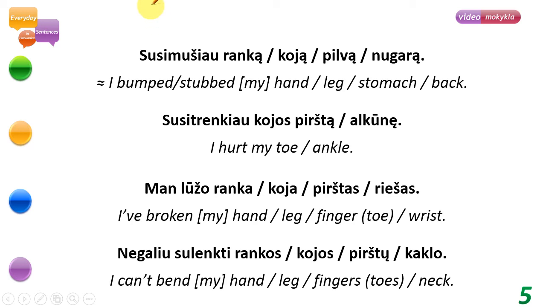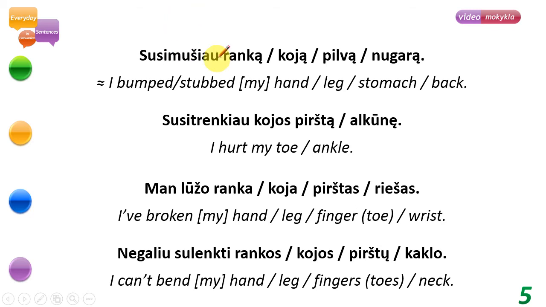Okay, now some more expressions. Susimušiau. Susimušiau. Susimušti means to bump or to stab something. Like when you're walking in your room, and you somehow bump your leg into a chair, or your toe into a chair, or your hand into some kind of object, you bump or stab. When you bump or stab, you can say aš susimušiu.